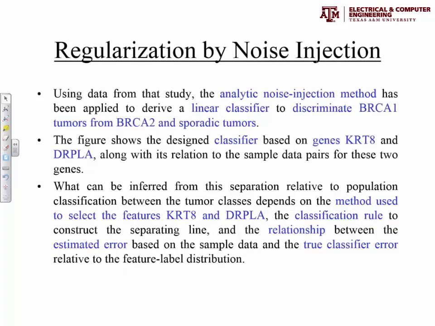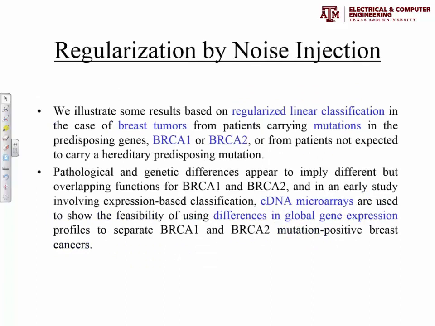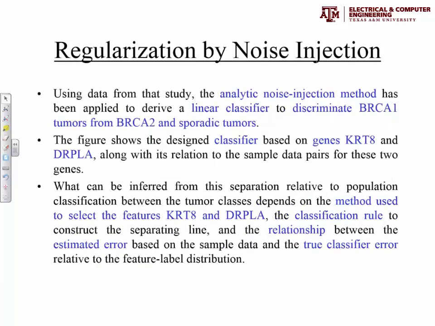So using data from that study, and I think this is a study that involved around 295 breast cancer patients, if I remember correctly, the analytic noise injection method has been applied to derive a linear classifier to discriminate BRCA1 tumors from BRCA2 and sporadic tumors. So these two together are one class, sporadic tumors and BRCA2. The other class they are interested in is BRCA1.